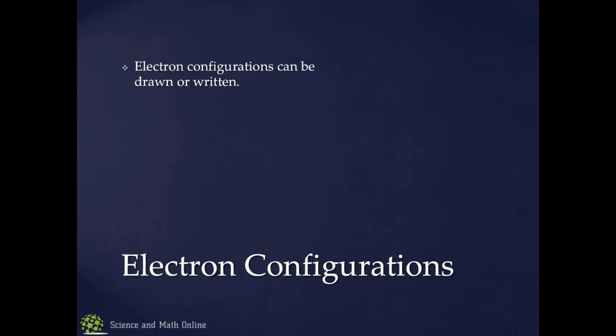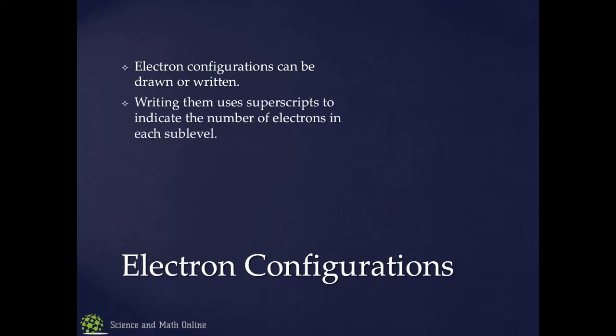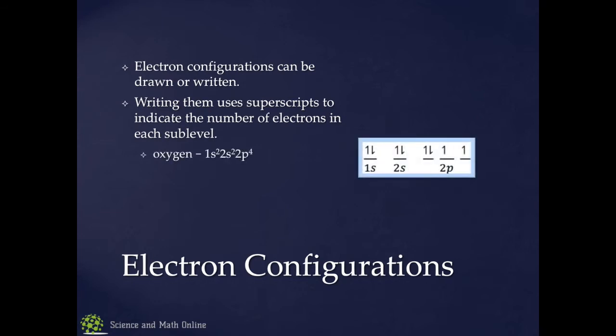We can also do what is called writing them. Writing a configuration simply takes what we had as the arrows and dashes and converts them into writing the sublevel and then a superscript. So looking at oxygen, 1s with 2 electrons in it, so we write 1s2. 2s has 2 electrons in it, so we write 2s2. And then P has 4 electrons in it, so we write 2p4.